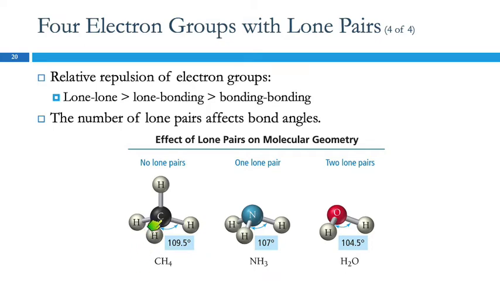So here on methane, there are no lone pairs, and so we have a perfect tetrahedron. Ammonia has 1 lone pair up here, which pushes these guys a little closer together, 107. And water has 2 lone pairs, and so that pushes these guys even more together.